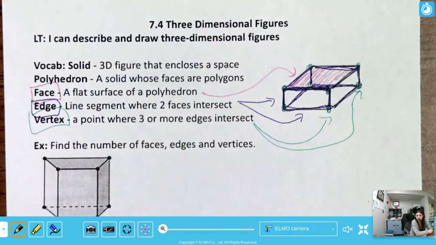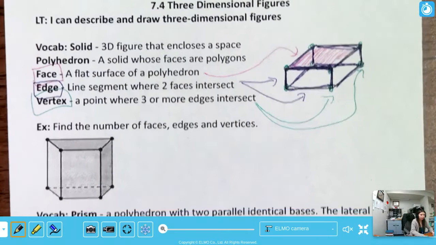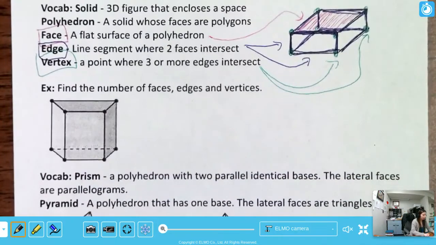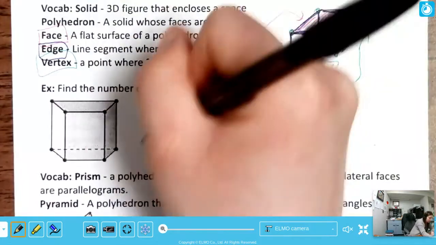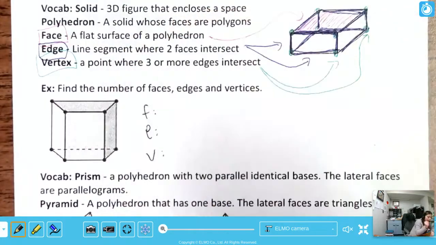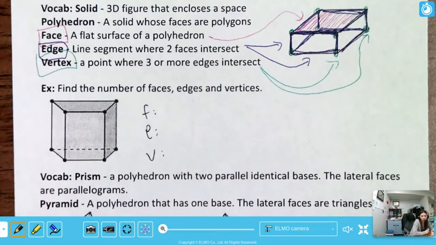So face is a flat surface. Think about like the face of the earth, that's a surface. An edge is like the edge of a cliff, and a vertex is a little point or a little corner. So now we're going to practice counting the number of faces, edges, and vertices on a solid, specifically this one here. So I'm going to write F, E, and V, faces, edges, and vertices, and we're going to count each.